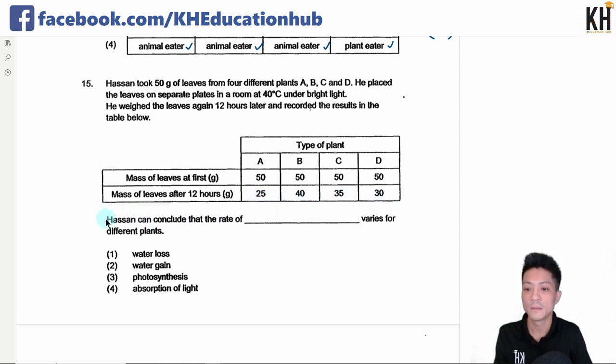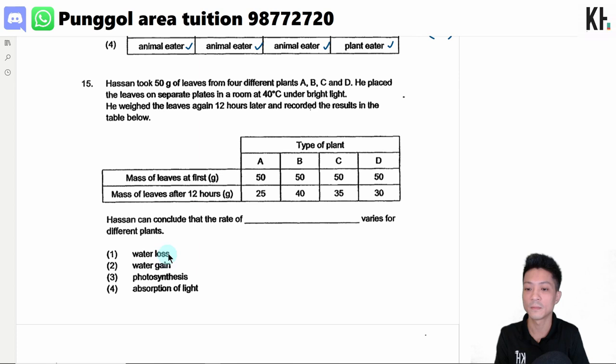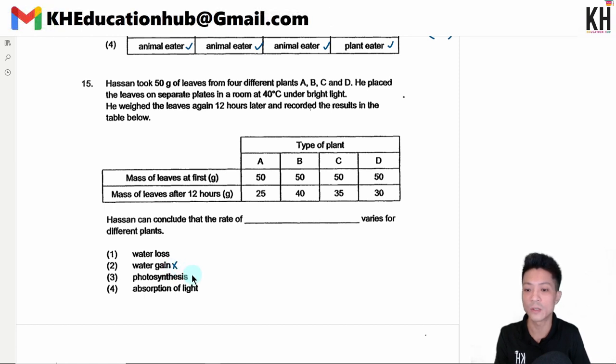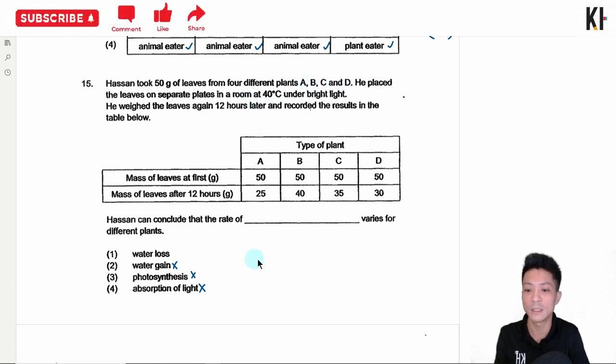Hassan can conclude that the rate of something varies for different plants. Okay, Hassan can conclude that the rate of water loss, water gain, definitely not water gain, because the mass decreased, the rate of photosynthesis, absorption of light also not. It is water loss, because the leaves are plucked out and so they do not gain any more water from the plant. Okay, the answer will be number one.